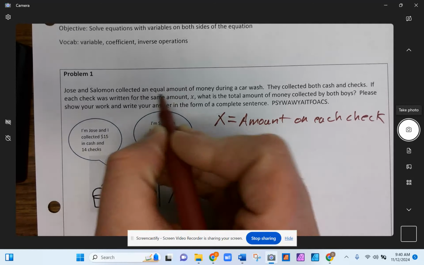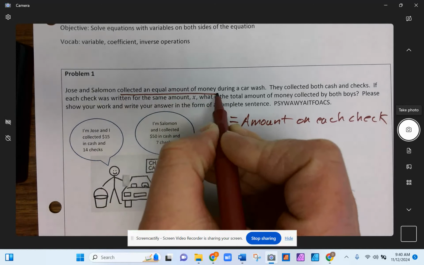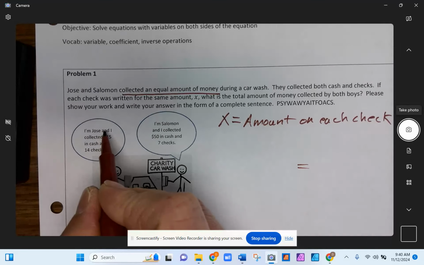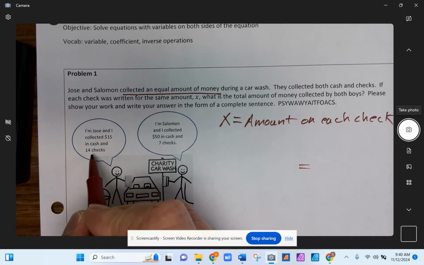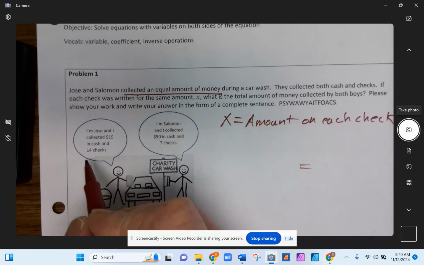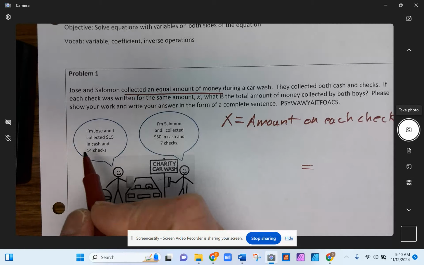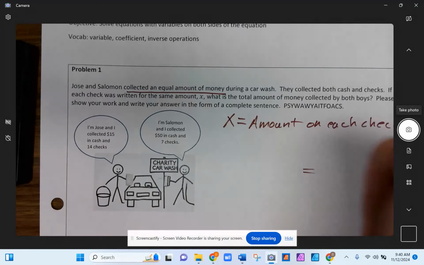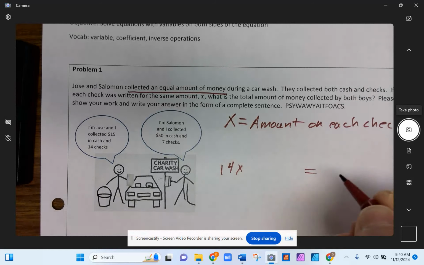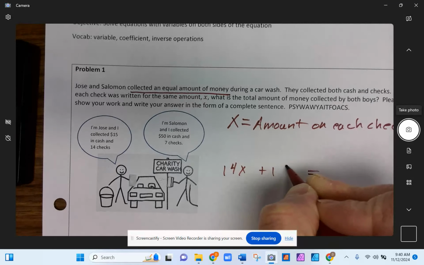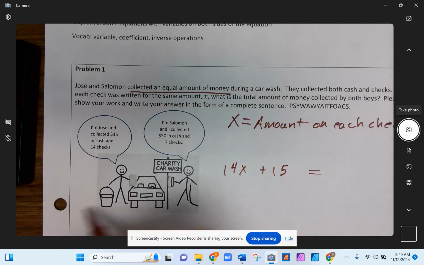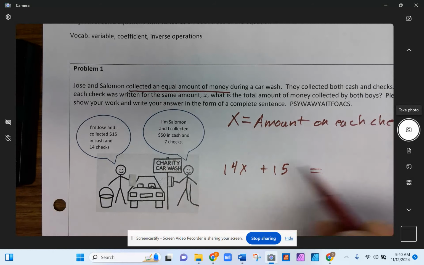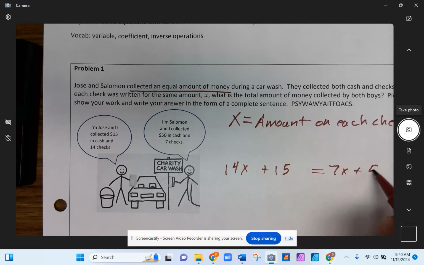Now, what is important to know is that they collected an equal amount of money. So we've got an equal sign. That's what makes this an equation, right? Jose collected $15 in cash and 14 checks. We don't know how much each check is worth. That's what we're trying to find, that variable. So we're going to say 14 times x and then plus $15. That represents Jose's side. And then Solomon's side is similar but different numbers: 7x and then plus $50 in cash.